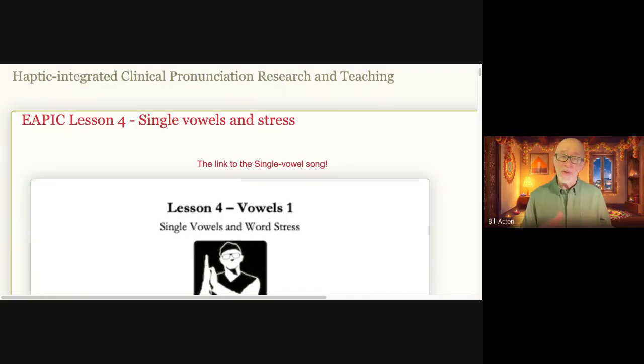But anyway, lesson 4, single vowels, and it's basically working on word stress. So we'll be looking at how you stress one syllable in a word, kind of like what we did in lesson 1 with the butterfly. Remember the butterfly? Remember that? Good. All right.